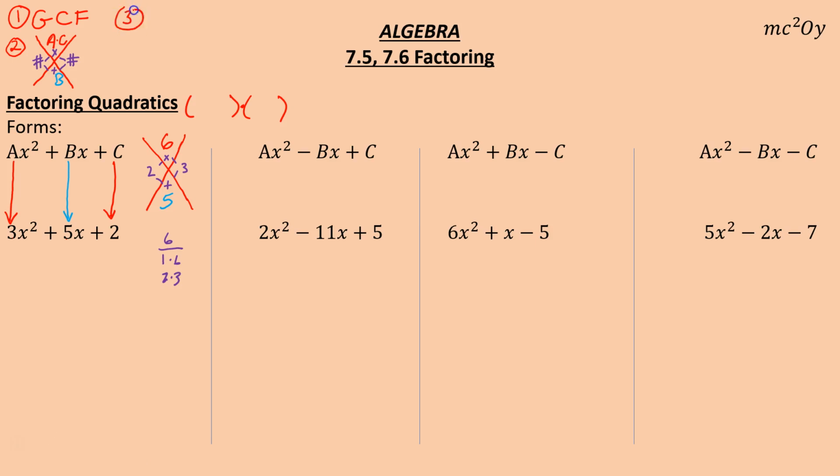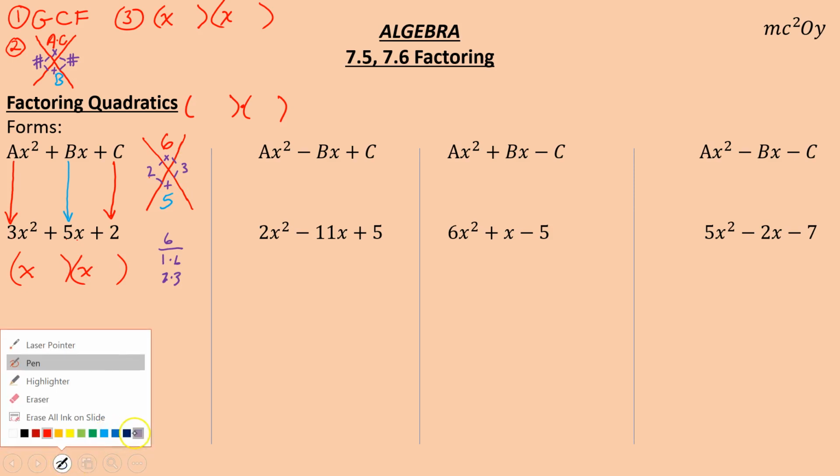Step 3 is just to set up your parentheses. And what you're going to put in your parentheses is X, or whatever variable you're using. If you're using T, put T. If you're using Y, put Y. And then you're going to put in whatever numbers you had here.